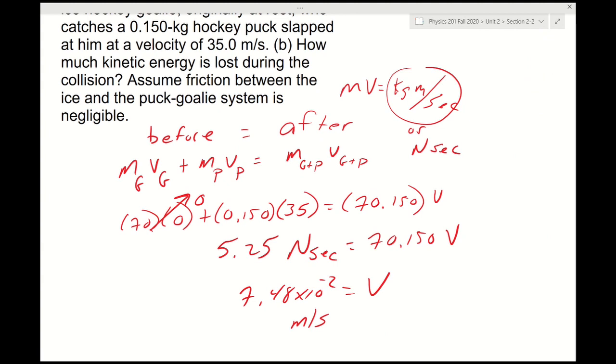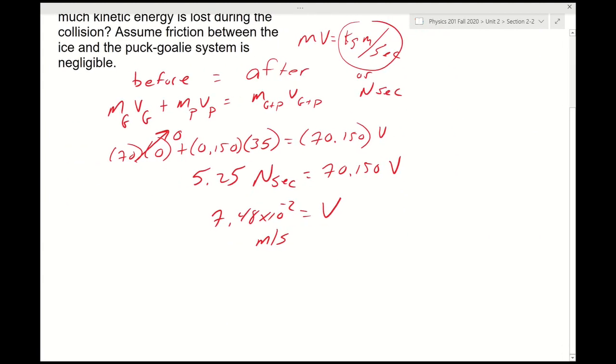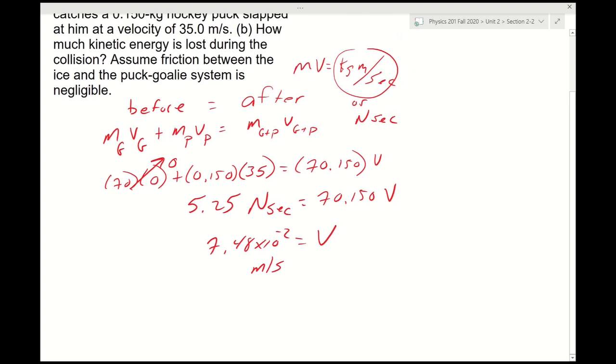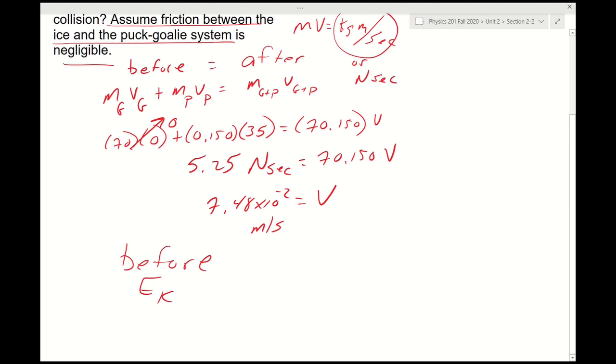How much kinetic energy is lost during the collision? Now, we're assuming that it's lost. We're going to assume that friction is negligible. So before, the kinetic energy was 1/2 the mass of the goalie times the speed of the goalie squared. But the goalie was at rest, so for the goalie, 1/2 m_G v_G squared would be 0. Then 1/2 the mass of the puck times the speed of the puck squared. I'm not writing an equal sign because these may or may not be equal. If they are, then we know it's an elastic collision.